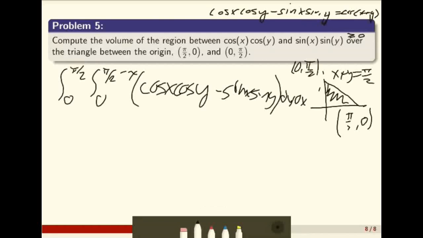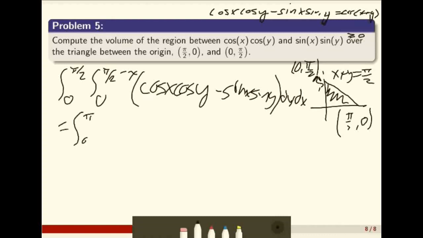Move that up so that it's not in the way as much. dy dx. And of course we could use the same identity up here, replacing this integrand with cosine of x plus y. And it would probably make things fairly nice, but even without that, it's still not too bad.